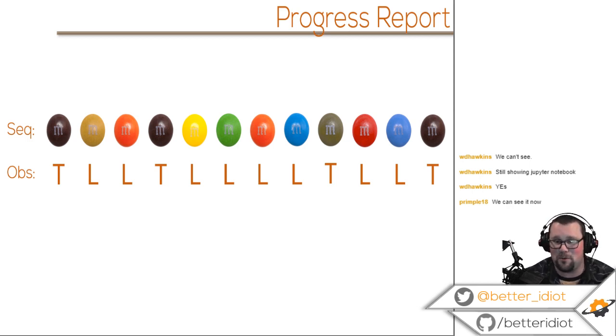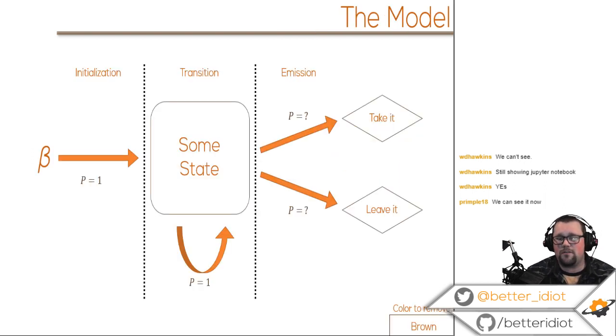Before, you guys let me know what was going on. Here's the scenario that we're up at. Here's the sequence of M&Ms, and then the CEO can actually look at the observations. So they don't know anything about the men in the line. All they know is what the men chose to do when they saw this specific M&M.